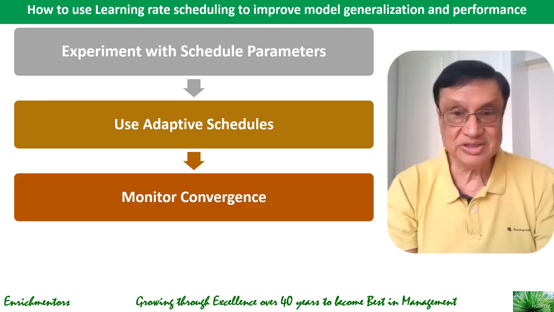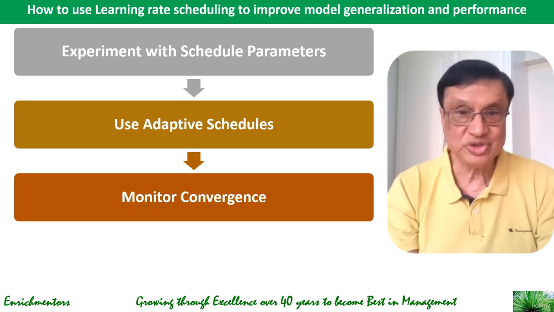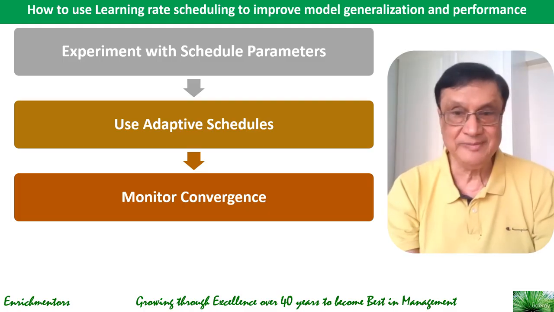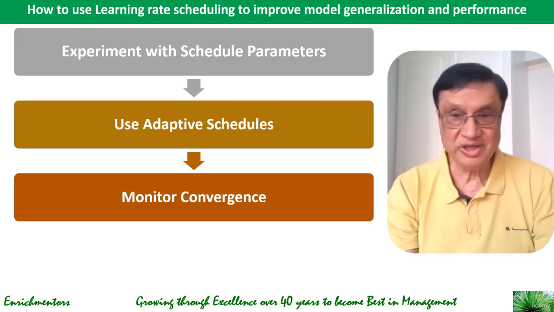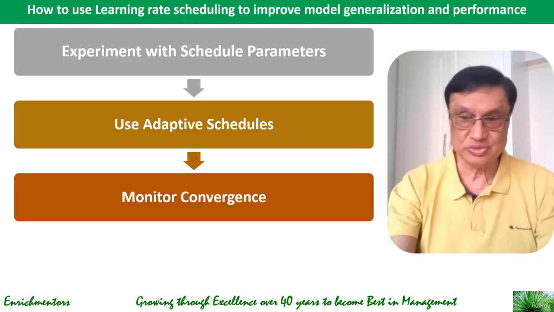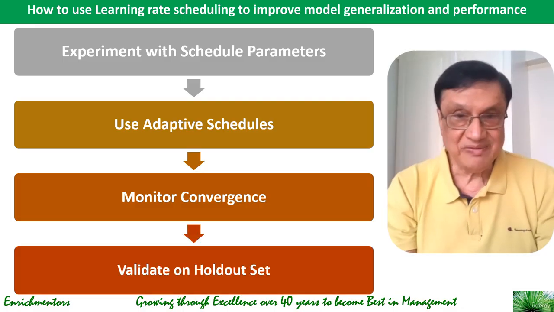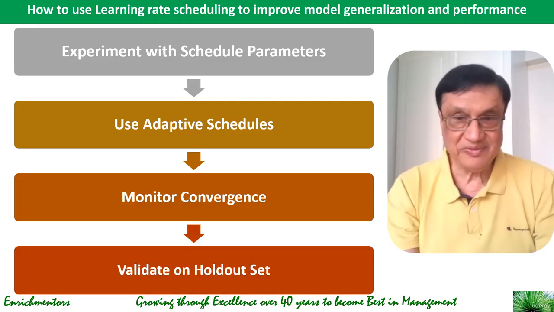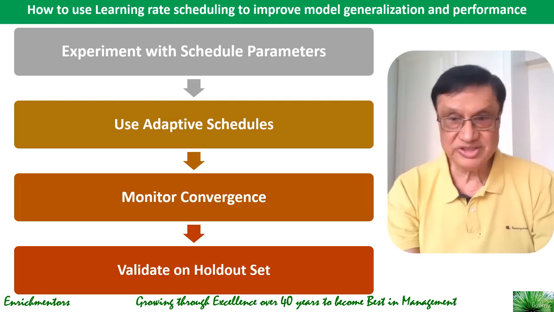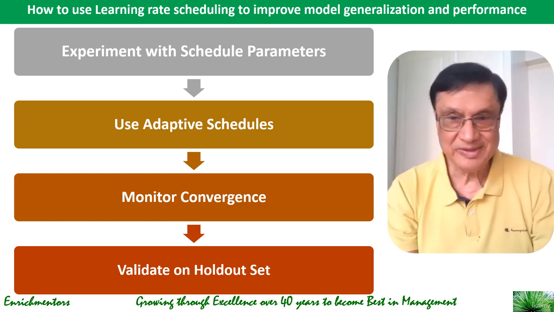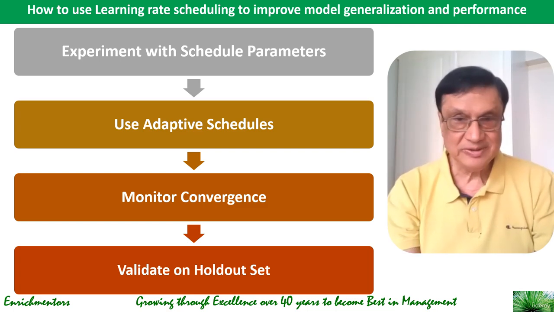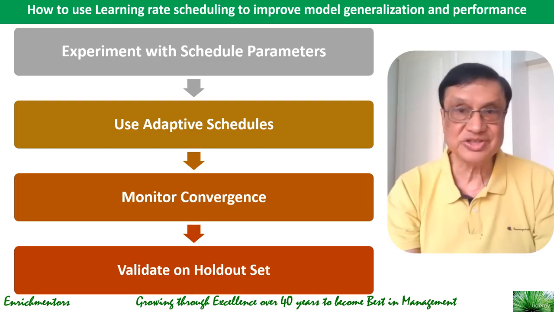Then finally, monitor the convergence of the model during training to ensure that the learning rate schedule is effectively guiding the optimization process. Watch for signs of overfitting or underfitting and adjust the learning rate schedule accordingly to mitigate these issues. Then finally, validate on holdout sets. Evaluate the final trained model on a holdout set or test set to assess the generalization performance. Ensure that the model's performance on unseen data aligns with the expectation based on the validation set.